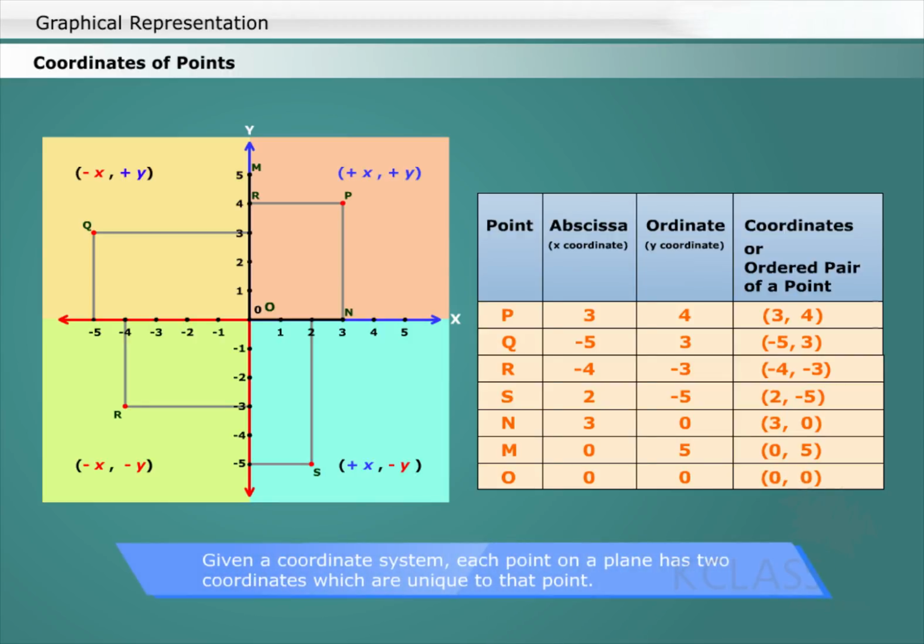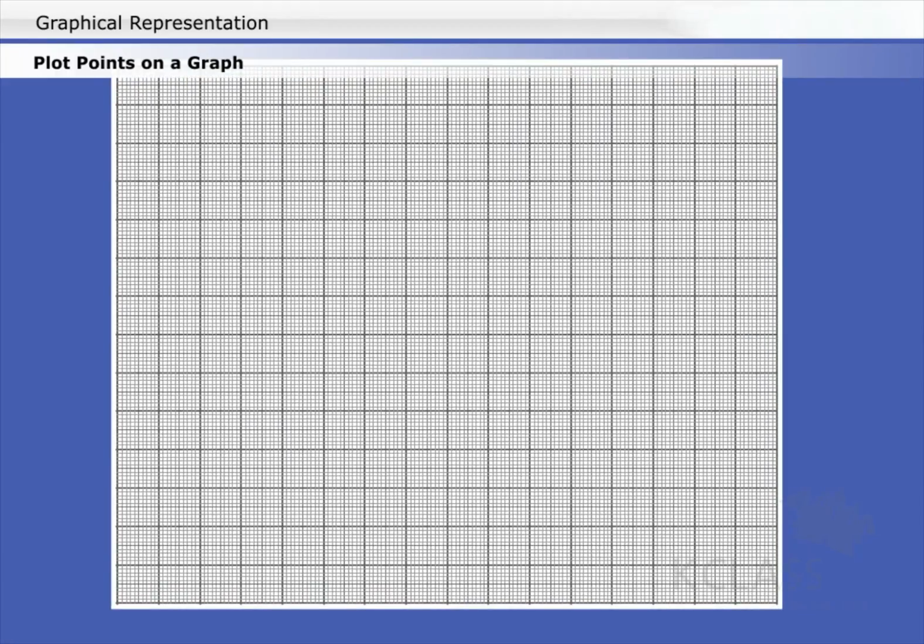So, we can see that given a coordinate system, each point on a plane has two coordinates, which are unique to that point. Look at this sheet of paper. It is called a graph paper. A graph paper is writing paper that is printed with fine vertical and horizontal lines making up a regular grid. These lines are equally spaced so that the small squares are of equal size.